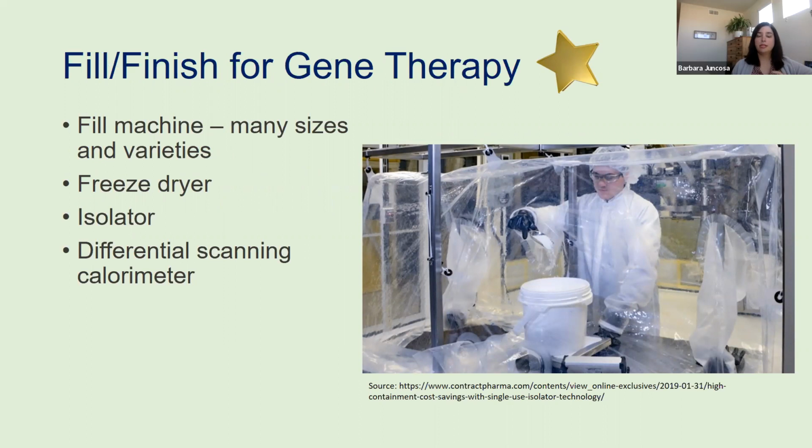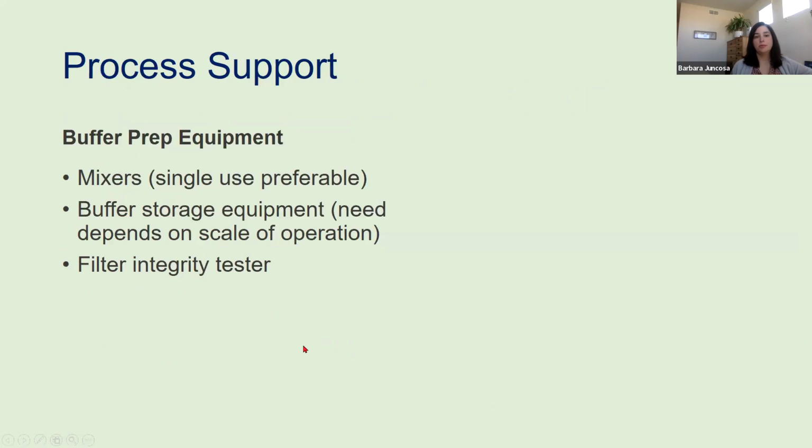Here's just an image of an isolator that I found super interesting because it's all single use. So that whole bag system just gets thrown away and then you set it all up again. So there are isolators that are permanent, or maybe you can create some sort of temporary isolator using plastic bags just to show students what that might be like. So we can go on to process support. Again, this is going to be buffer and media prep. So things that you would normally use for buffer prep, and a filter integrity tester would be helpful, although there are manual ways that you can test filters as well.